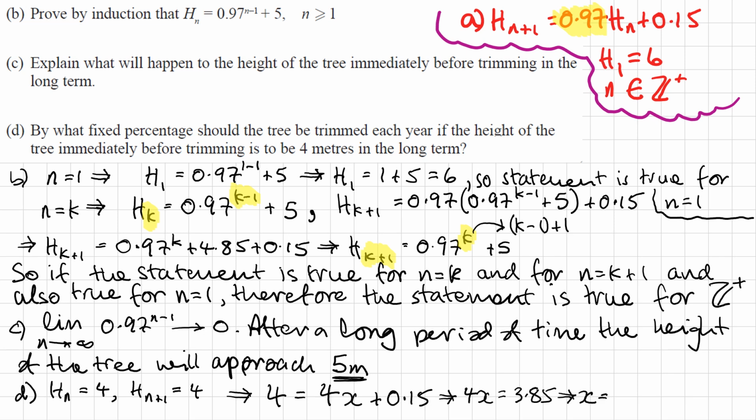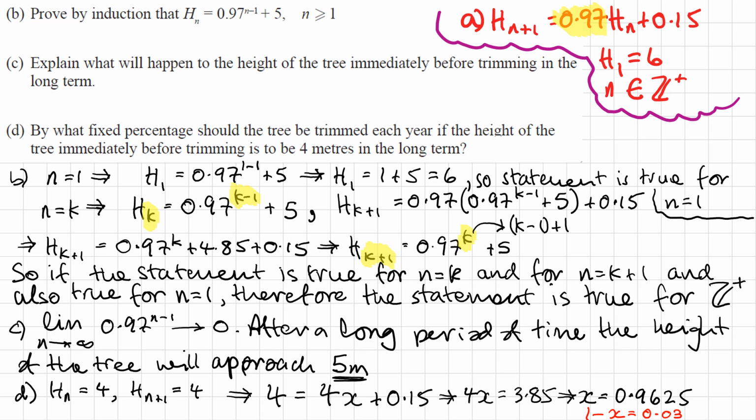So let's have a look. 3.85, let's divide that by 4, get 77 over 80. So that gives me x as 0.9625. Now remember, that's the multiplier, so I'm going to do 1 minus that, which is 3 over 80. That will give me the percentage decrease. So I just did 1 minus x to get 0.0375.